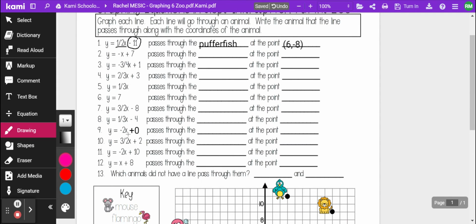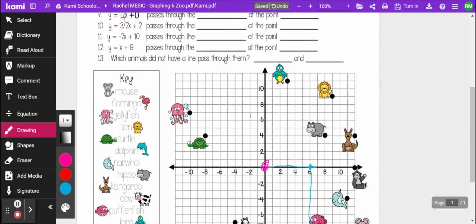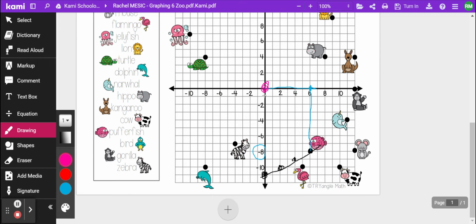Then my slope, oh no, my slope is not a fraction. I can put a 1 on the bottom to make it a fraction. This slope is negative, so I'm going to go down 2, right 1. Down 2, right 1, put a dot. Down 2, right 1, put a dot. Down 2, right 1, down 2, right 1. I hit the flamingo.